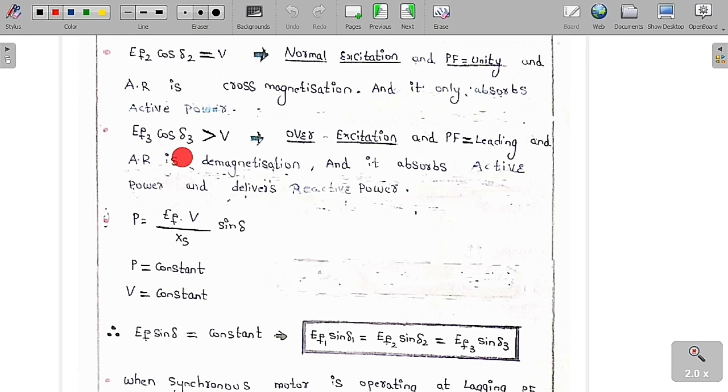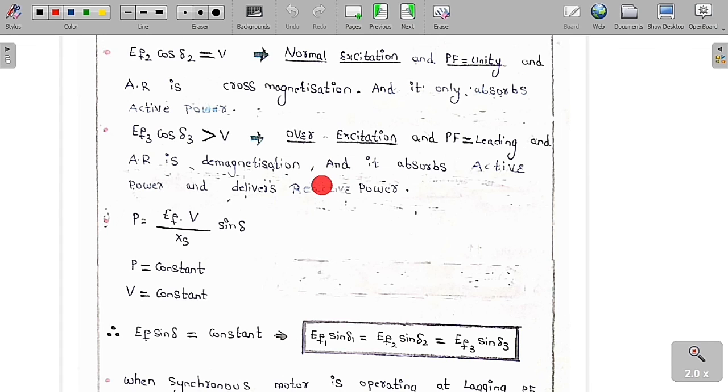And whenever EF3 cos delta 3 is greater than V, it is said to be over excitation, and you can see clearly the current IA is leading the supply voltage. This is called the leading power factor. Under the leading power factor, we get the armature reaction as demagnetization. Whenever we go for demagnetization, as I already told you, the resultant flux will decrease. So it is going to absorb the active power and deliver the reactive power, because the field flux is going to generate the constant air gap flux, and also it is going to give to the phi A.